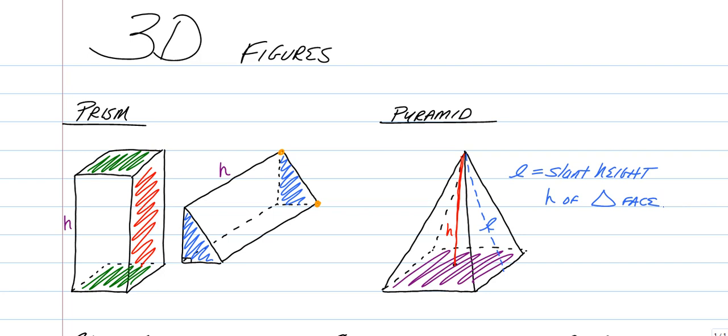So in a prism, I said we have all rectangular faces. Well, in a pyramid, all of your faces are triangles. So we know that when we're finding the area of a triangle, it's half the base times height, but we can't have two different heights in a pyramid doing the same thing. So that's why we have different ones. We have L for slant height and H for the actual height of the pyramid. Okay?